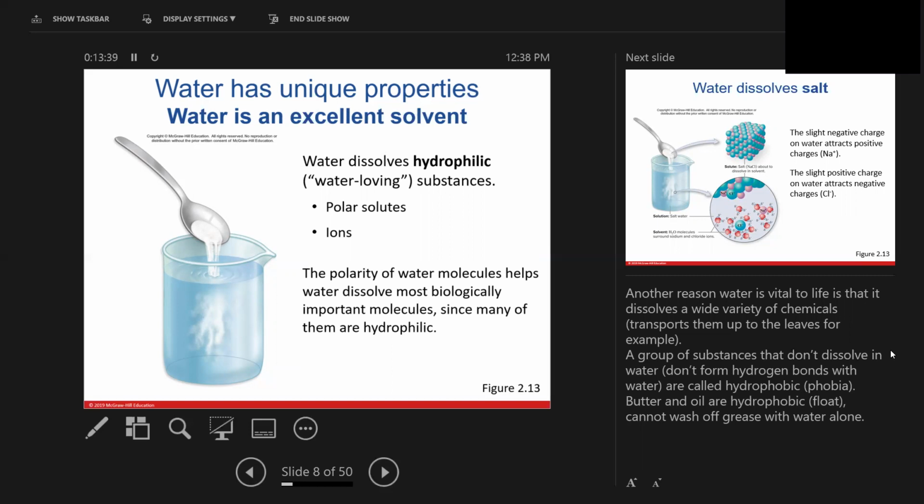But that's kind of what you've got going on there, where you've got this hydrophilicness of water that allows you to pull apart polar solutes, allows ions to be suspended within the water itself. This polarity of water molecules helps water dissolve most biologically important molecules, since many of them are hydrophilic. There's very few that are hydrophobic. But we'll talk about more of those in a second.